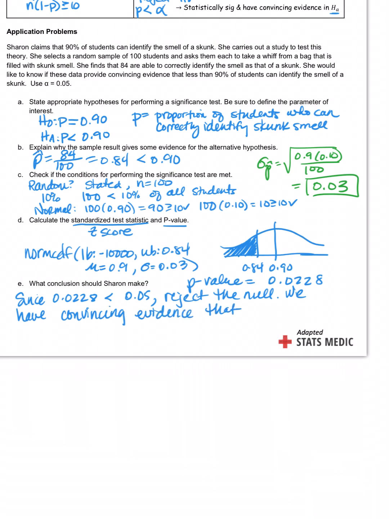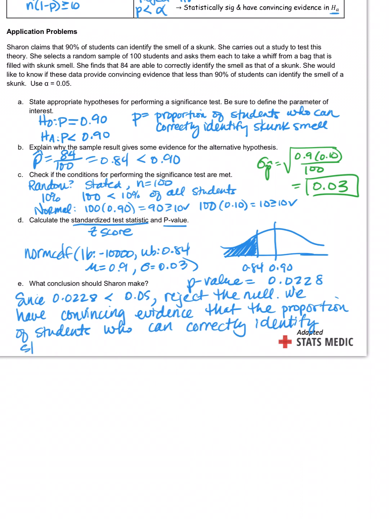that, and here's where I put in my context. If you need to go back to the stem of the question to remember what it was, then do that. That the proportion of students who can correctly identify the skunk smell is less than 0.9.